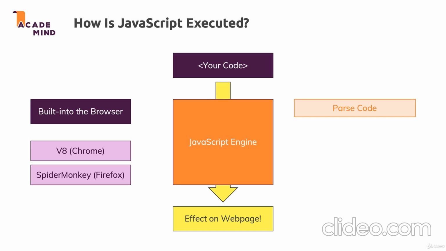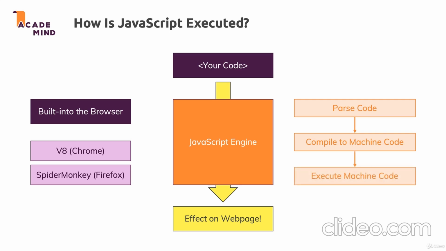Now, the job of the engine is to parse code, so parse, read, and understand your JavaScript code, then on the fly compile it to machine code, because machine code executes faster. So it reads your code, but it does not necessarily execute it like that, but instead it takes that code and compiles it to code which is faster to execute by the machine, and then it executes that machine code. This all happens in the browser with the help of the JavaScript engine. And then when that code is executed, we have that effect on our web page.